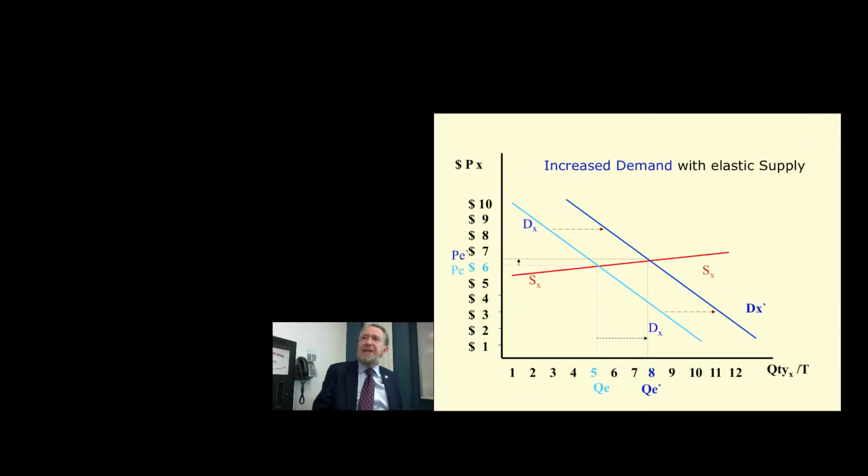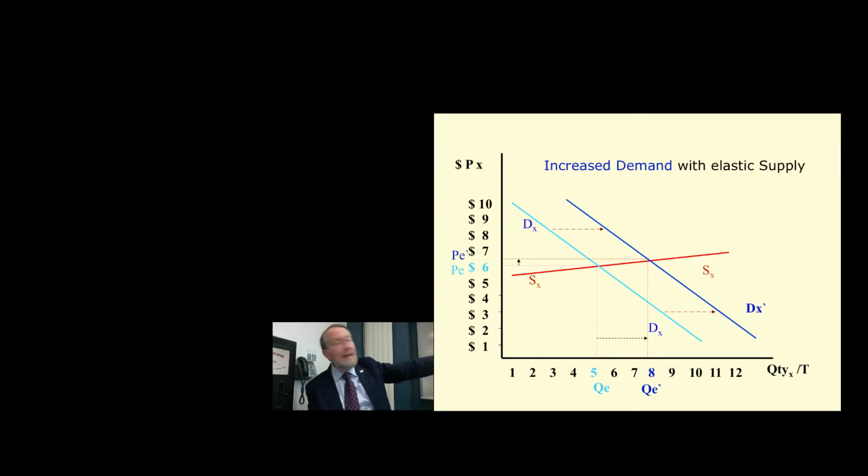Now, the reason it's important is that understanding the relative elasticity of demand and supply determines how big the price increase is when demand changes, or how big the quantity change is when demand increases, depending upon the elasticity of supply. So what I've drawn is a very elastic supply curve. I've drawn in what looks like a unitary demand curve, and we just look at how the two are affected. Increased demand, rightward shift, price goes up by a little bit, but quantity goes up by a lot.